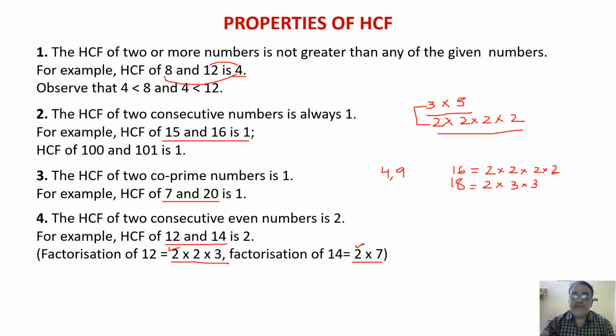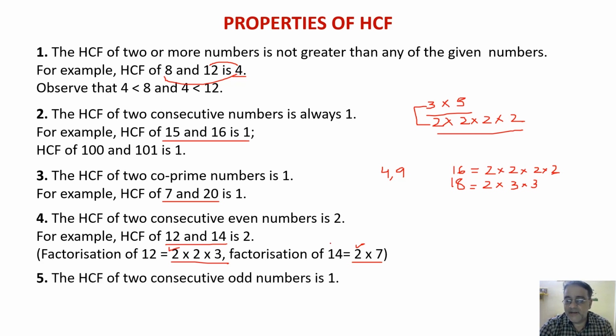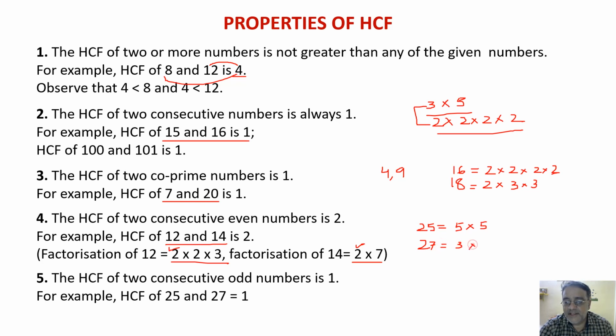Similarly, the HCF of two consecutive odd numbers is always 1. Take any consecutive odd numbers. After 25, which odd number comes next? 27. So the HCF of 25 and 27 will be 1, right? See, I'm writing the prime factorization. 25 you can write as 5 into 5, and 27 we can write as 3 into 3 into 3.